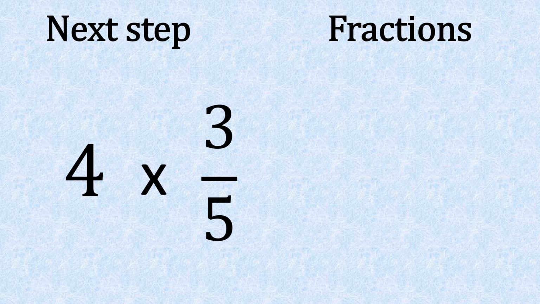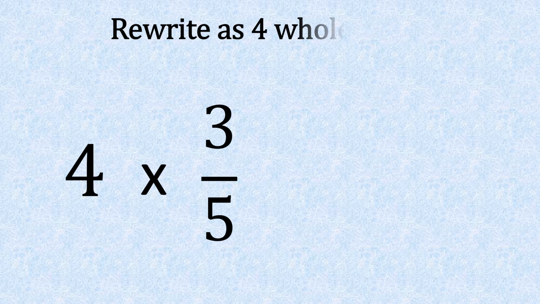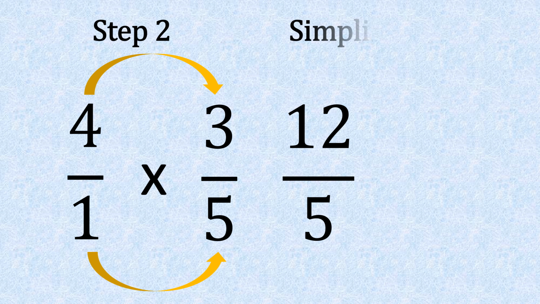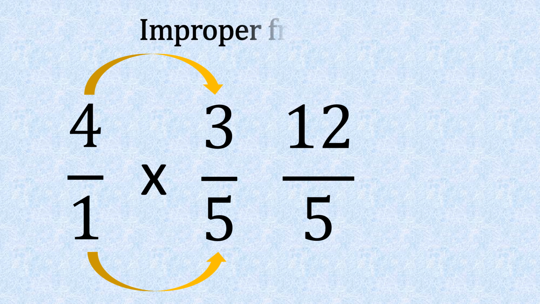Okay, the next step, you may be given whole numbers. Now don't panic, the formula is the same. Rewrite the 4 as 4 whole ones and then multiply as normal. Top by top will give us 12, bottom by bottom gives us 5. But now what we notice, to simplify this, we've got an improper fraction.